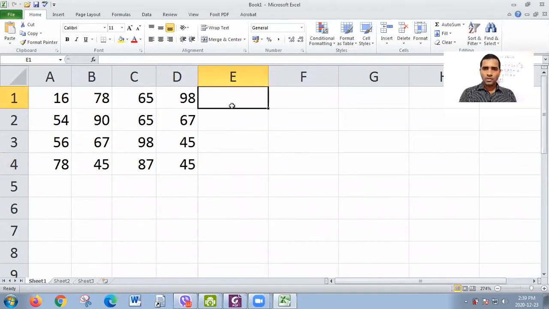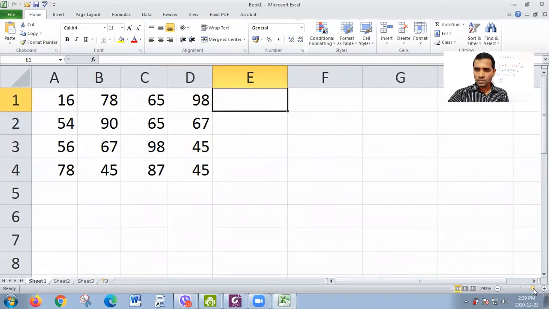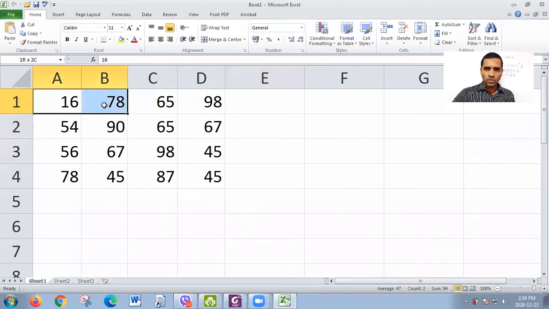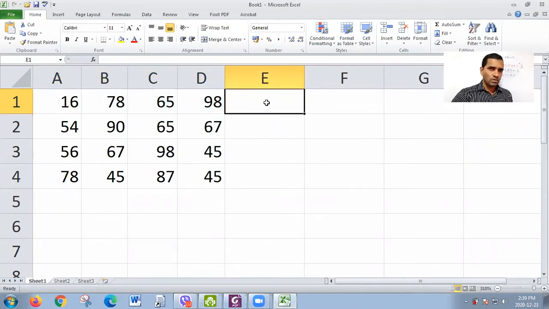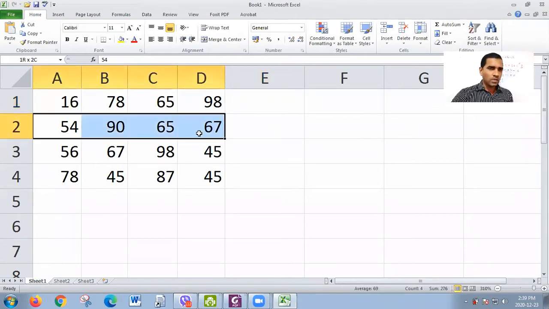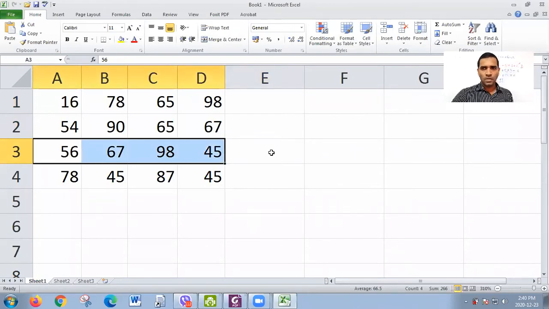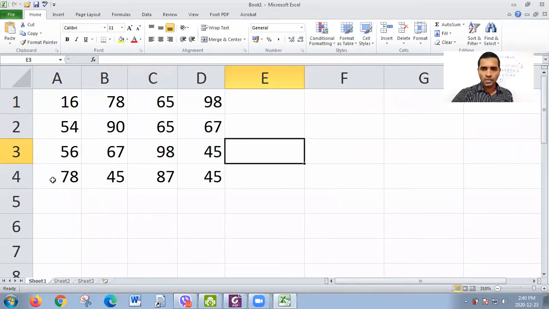In fact, I have 16 different numbers. The reason for having these numbers is for adding them. I'm going to add these 4 numbers and show the answer in E1. After that, we will add the next 4 numbers and show the answer in E2. Then add the next 4 numbers and display the result in E3. Finally, these 4 numbers will be added and the result shown in E4. This is my intention.